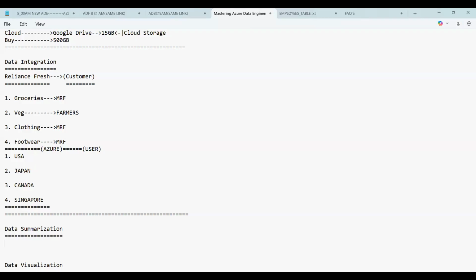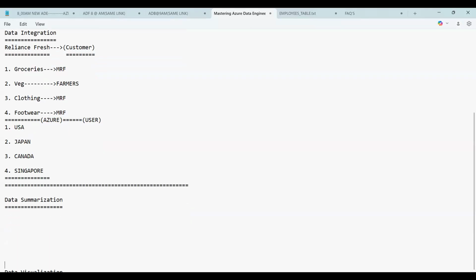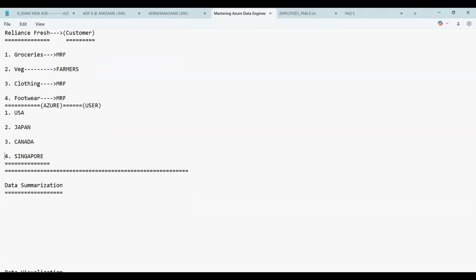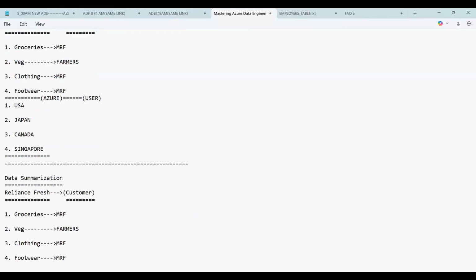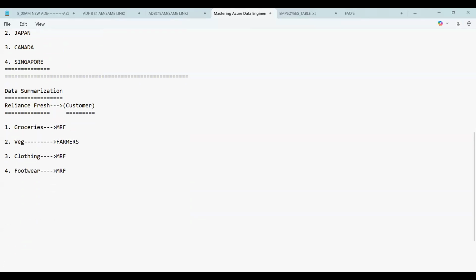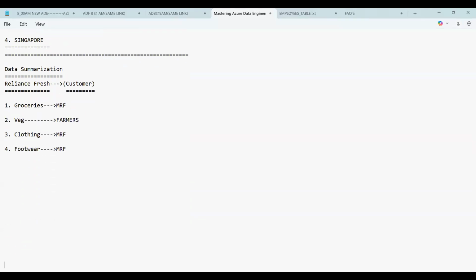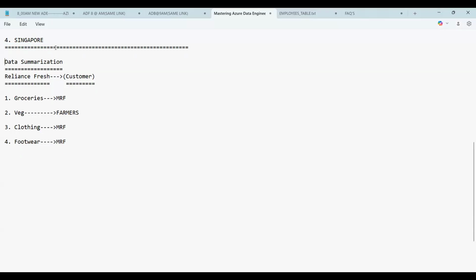Am I right? So what is that? Let us try to see this, guys. This is a very important one. Let's take the same example. Here you have a Reliance Fresh, and you as a customer walked in. But I have made a small change. Now there is a user here. The user has walked into the Reliance store.